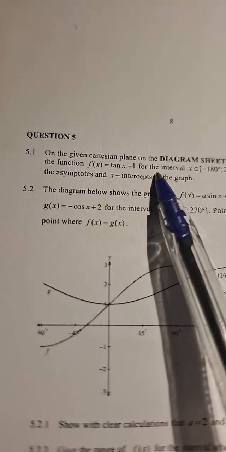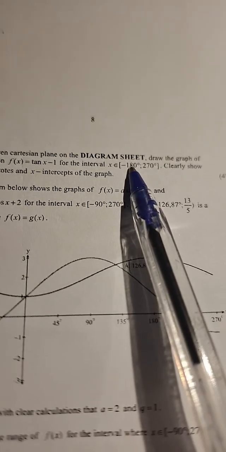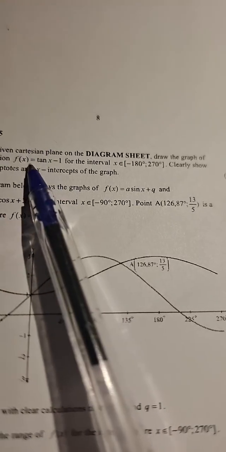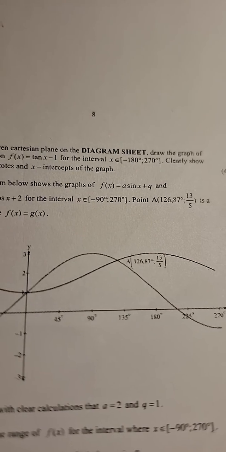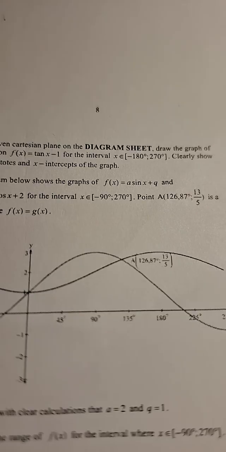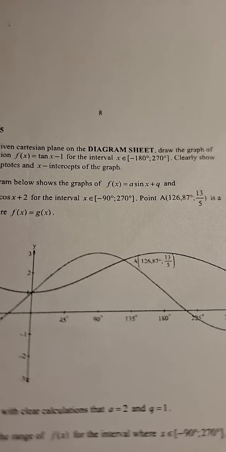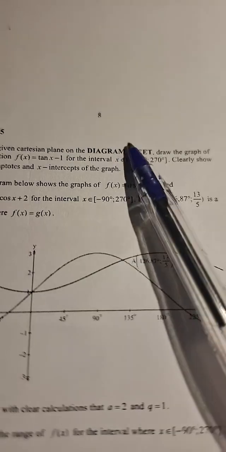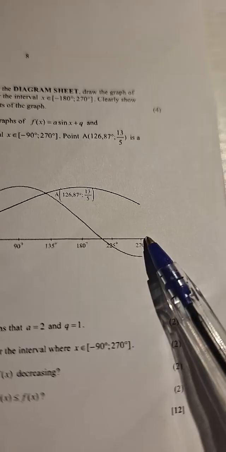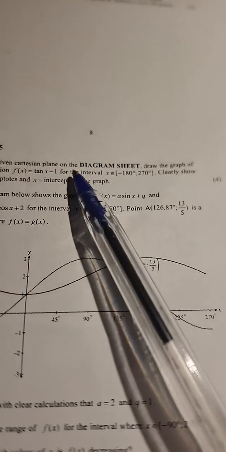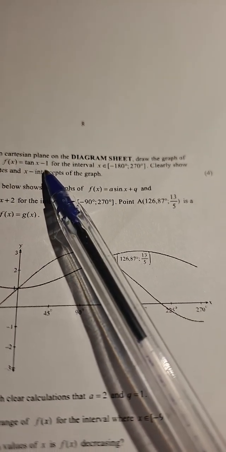Okay, let's look at this. On the given Cartesian plane on the diagram sheet, draw the graph of the function f of x is equal to tan x minus 1 for the interval negative 180 to 270. You see, they want us to sketch this graph, but in the interval negative 180 to 270. So they are basically wanting just a portion of the graph, not the entire one. Well, they want us to draw this graph from here to there only. Okay, tan x minus 1.